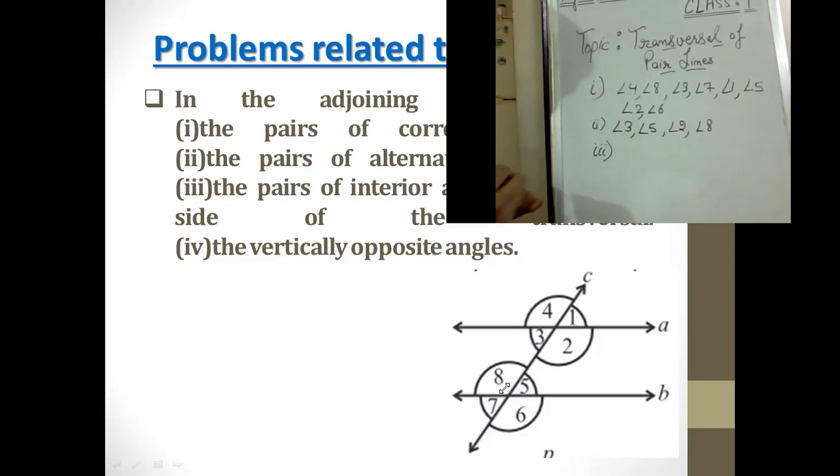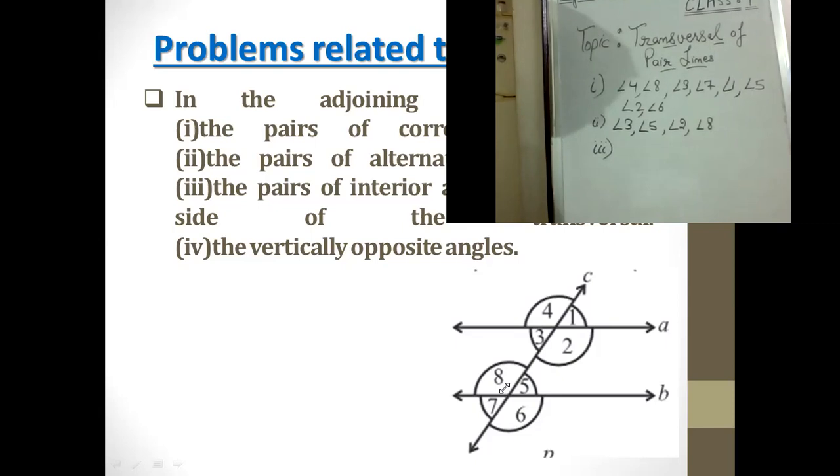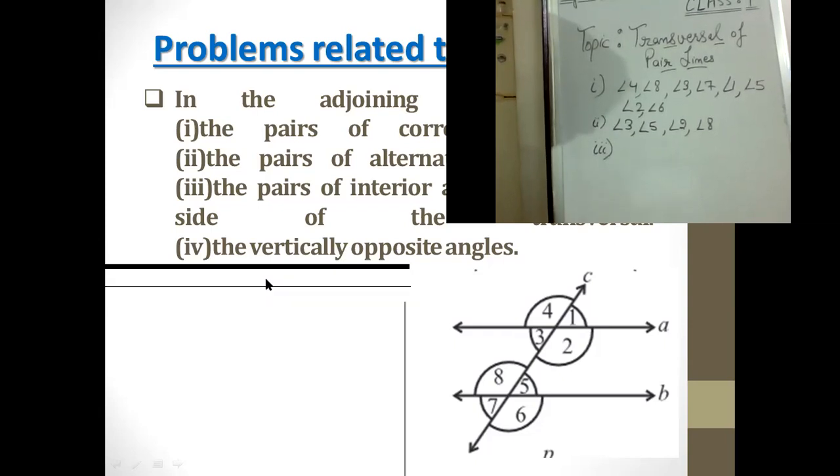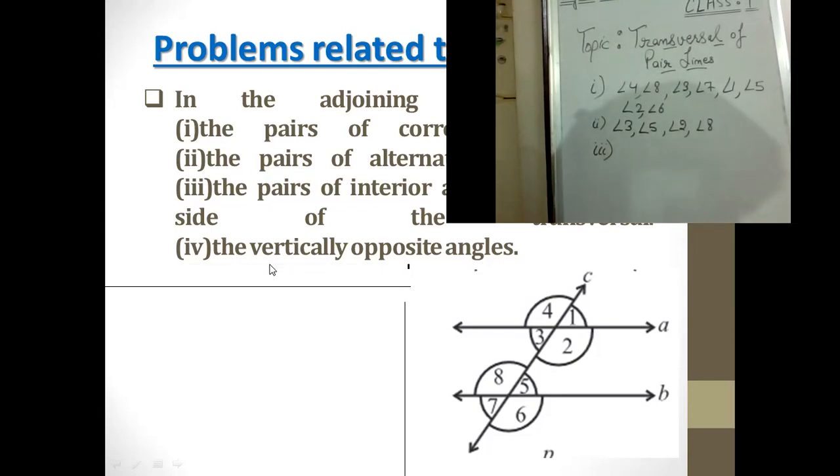So what about the third one? The pair of interior angles on the same side of the transversal. Okay, we have to answer the pair of interior angles on the same side of the transversal. We have to see the interior angles on the same side. That means we could see that angle also.